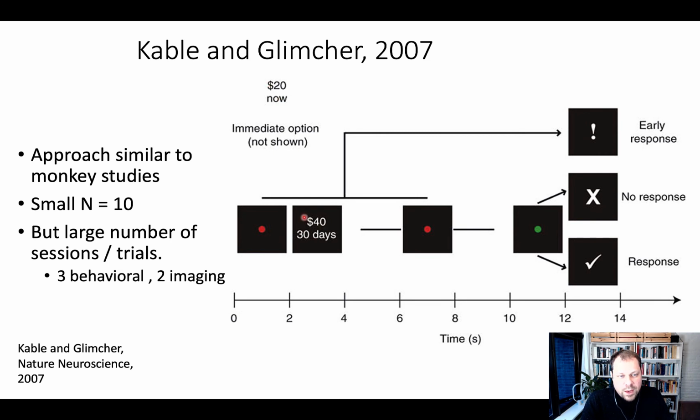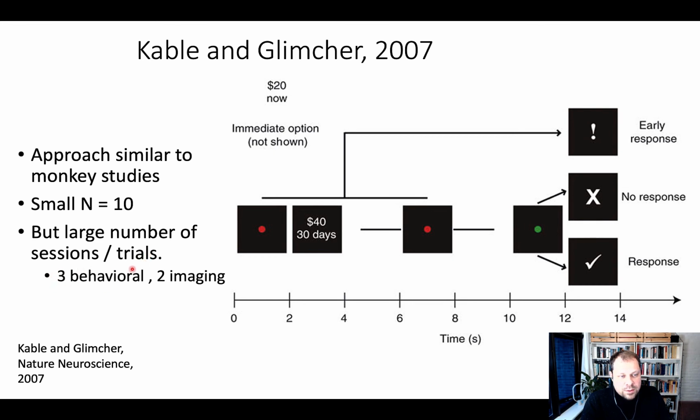And they would then vary the number of delays, which would go up to, I believe, 160, 180 days, and they would vary the amounts that were offered on each trial. Now, one interesting approach that they used is quite similar to monkey studies. So they used a very small n, but a large number of sessions and trials, which gave them a lot of power per subject to actually estimate individual choice functions.